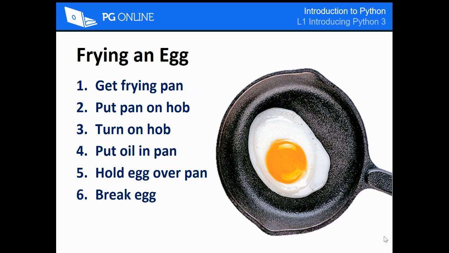So for example, here's how I would fry an egg. You'd get the frying pan, put the pan on the hob, turn the hob on, put some oil in the pan, then hold the egg over the pan and break the egg. Again, there are slight variations of instructions. For example, some people put the oil in the pan before turning the hob on. That's still fine. Obviously you're not going to get the frying pan after you've broken your egg. So it's very important in programming to do step-by-step instructions in a particular way so that it will work.